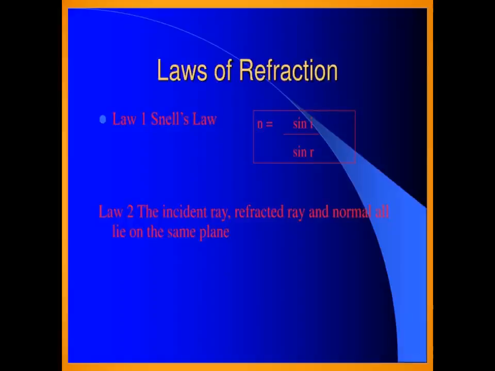Now, when light travels from a denser medium into a rarer medium, the refracted ray is bent away from the normal drawn to the interface. When light travels from a rarer medium into a denser medium, the refracted ray is bent towards the normal drawn to the interface. Have you understood, children? These are the second law of refraction.